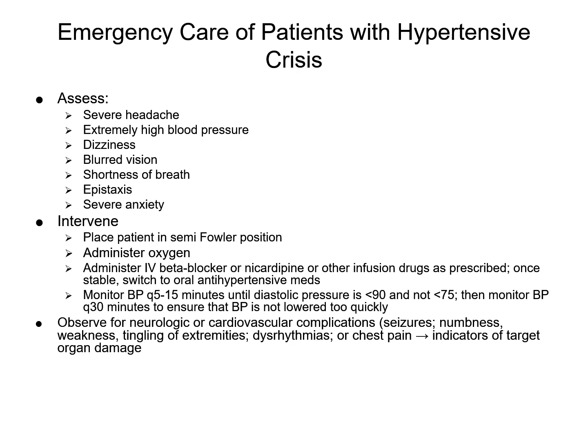So you're going to place them in a semi-Fowler position. Don't lay them down, but a semi-Fowler position. Put a little oxygen on them. And probably what you're going to do, when ordered, is give them an IV beta blocker or nicardipine or some other kind of drug, usually an IV drug, and get that blood pressure down. Once they're stable, they would switch to an oral antihypertensive. But to begin with, they probably are going to give them IV medication to get their blood pressure down.